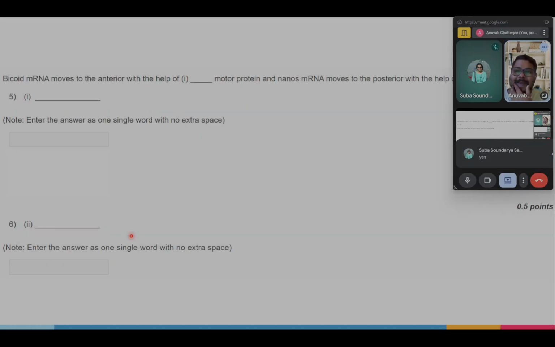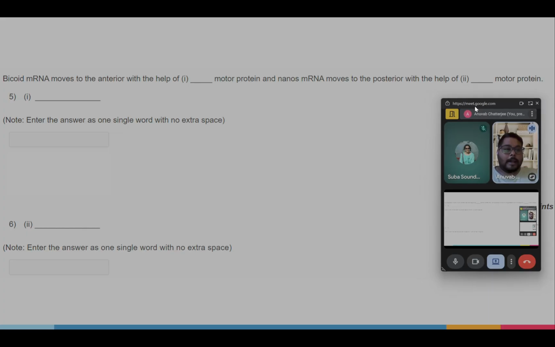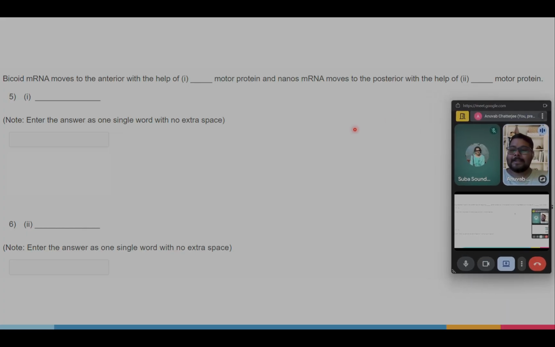Okay. Now, we actually delve deeper into how axis specification occurs in the oocyte. And the first question that we are asked is, bicoid mRNA moves to the anterior with the help of dash motor proteins, and nanos mRNA moves to the posterior with the help of dash motor proteins. So fill in the blanks. What is the first one? What is the second one?